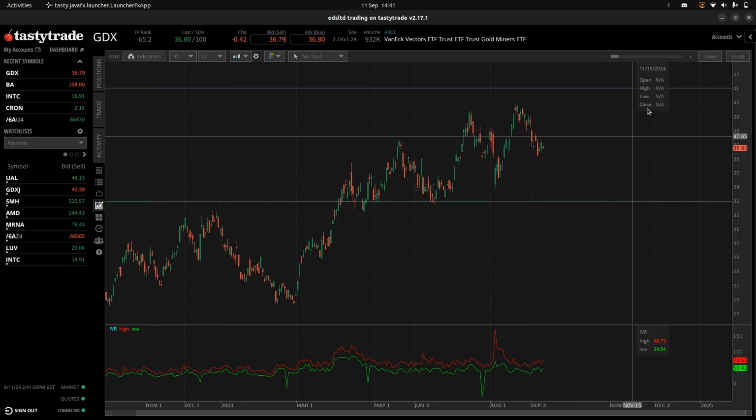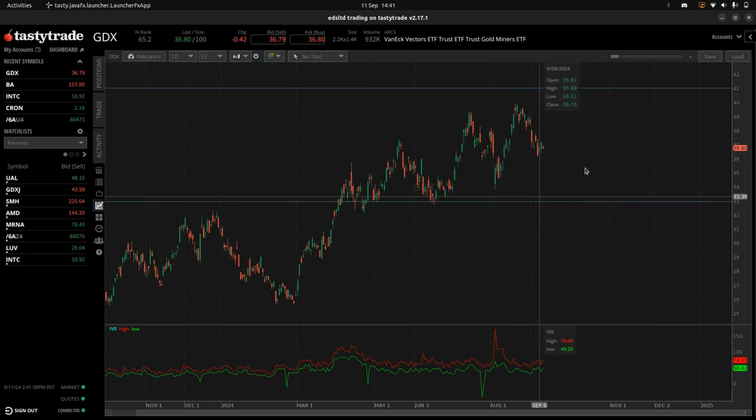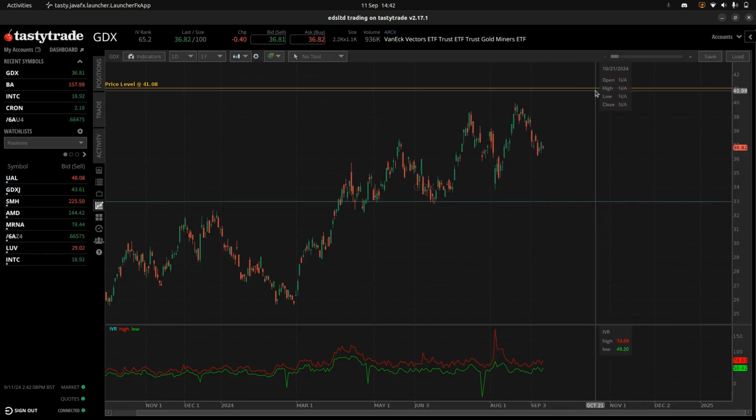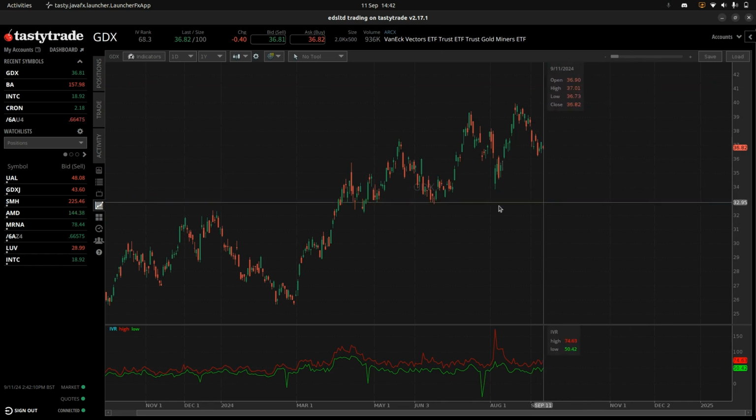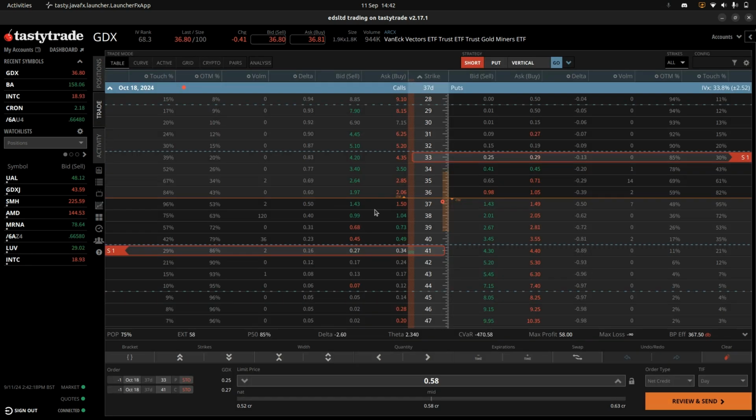So GDX, this is a very nice range. As you can see, we're right in the middle. So with that being said, that's GDX. This is called a strangle. It is a short put and a short call. It is a naked position, and that is how you find new positions.